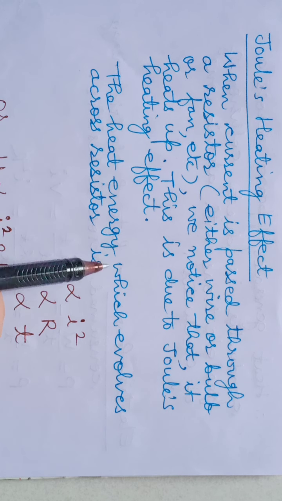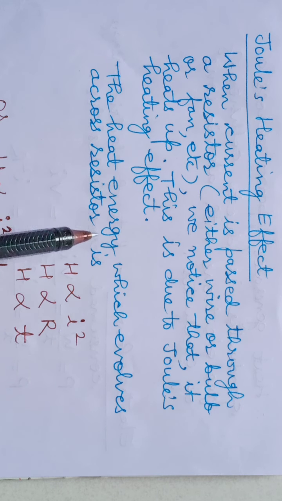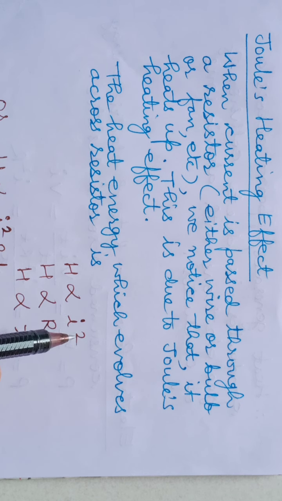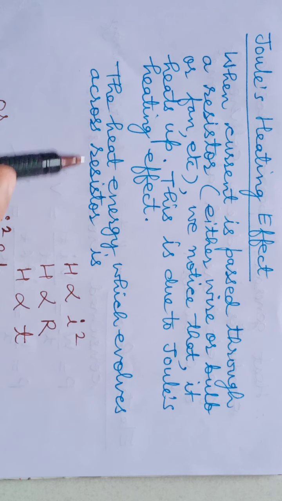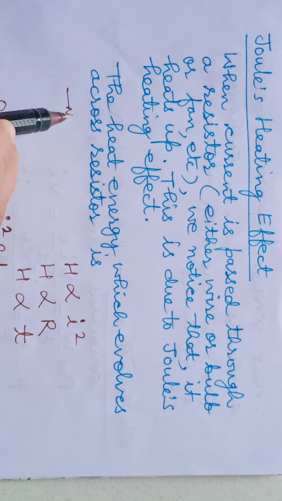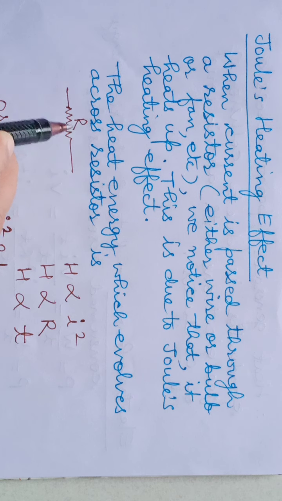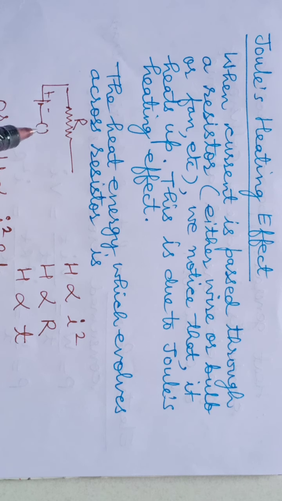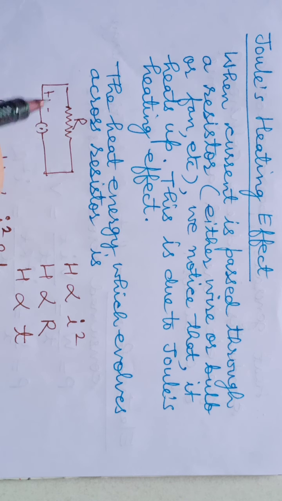The heat energy which evolves across a resistor, called H, is directly proportional to the square of the electric current flowing through it. Suppose here is a resistance R, and here is a battery and a switch. When the switch is closed, the current will flow through the resistor R.